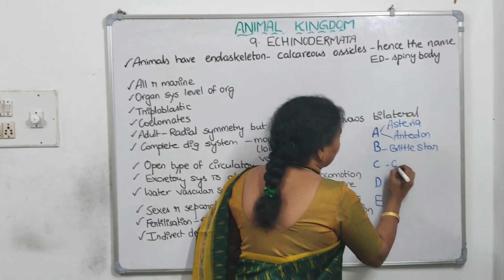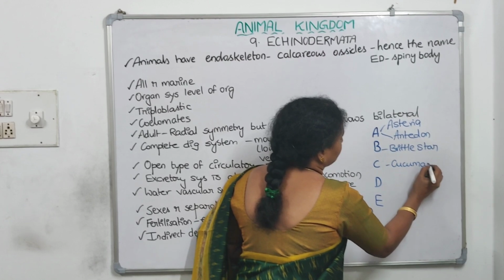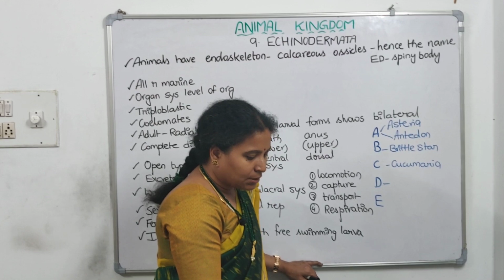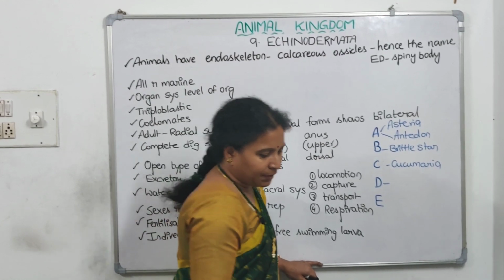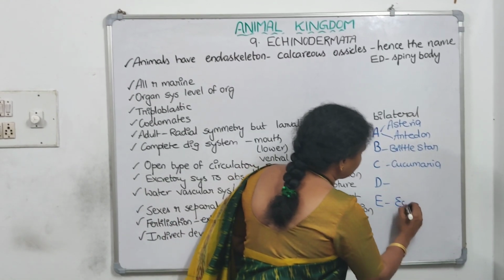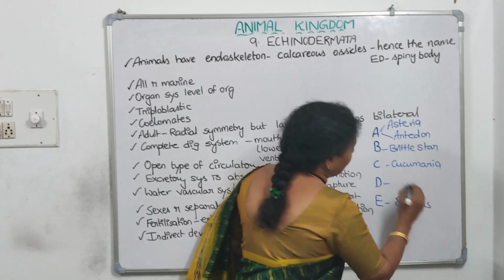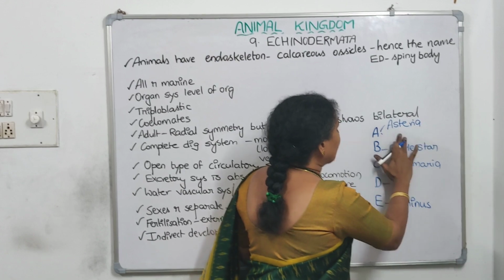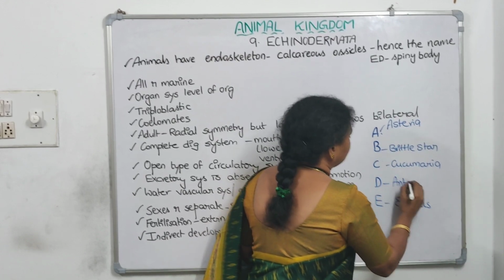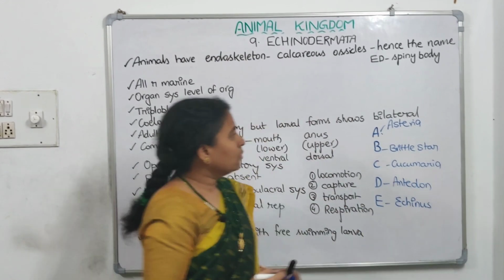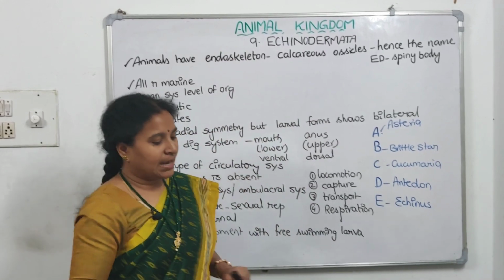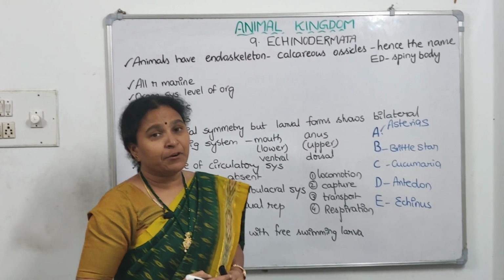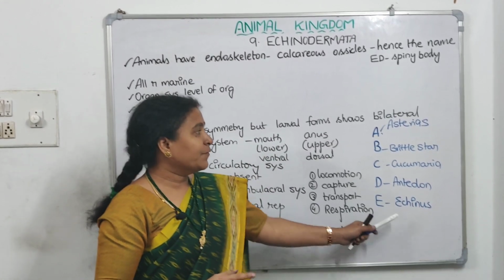C for cucumaria. And D is for, yeah, we can leave D, right? And E for echinus. So what are the examples? Or we can write down D for andon means antidon. This way it's better. So A for starfish, that is astrias, right? And B for brittle star, C for cucumber, D for don means antidon, and E for echinus.